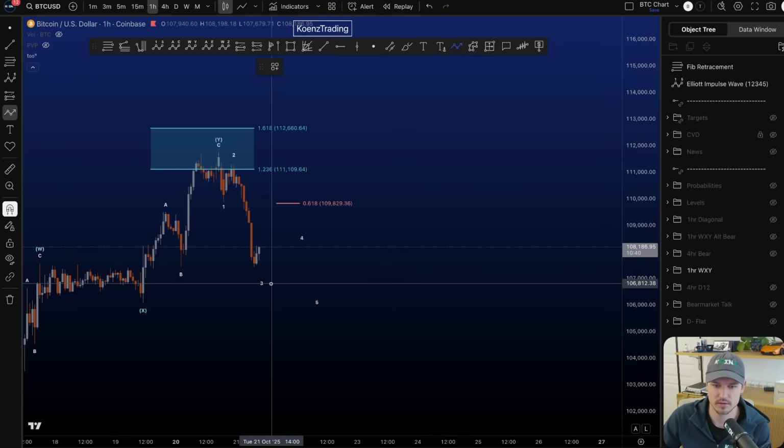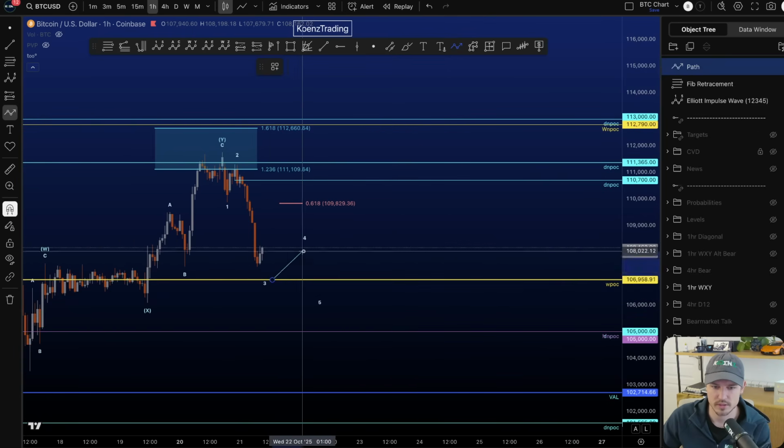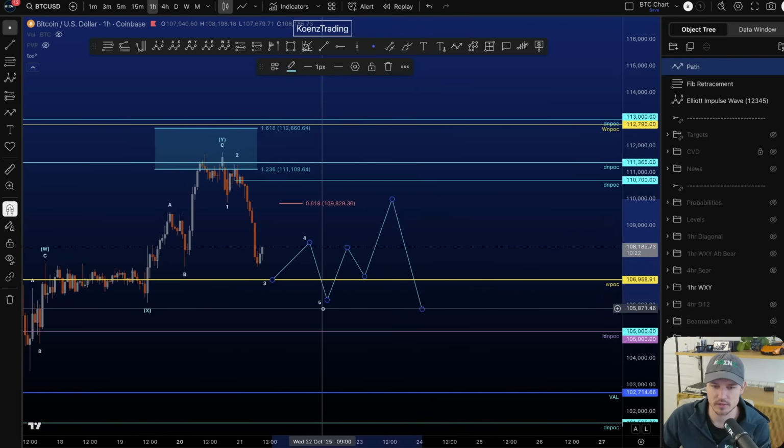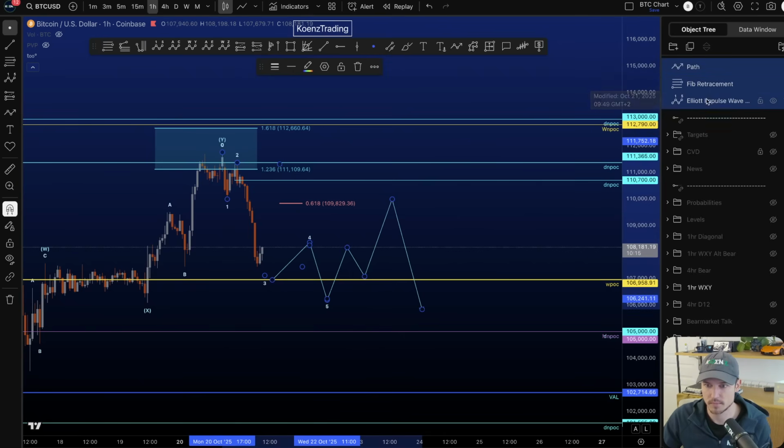So we can use the arrow. Where's the support here? Yeah, so we get 4, we get a 5, maybe wick below. Then you get a 3-wave structure to the upside. Maybe you're going to fill the gap, move up a little bit, somewhere here. And then you look for another leg to the downside, of course. There we go.